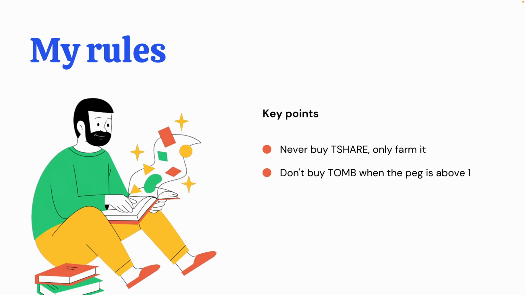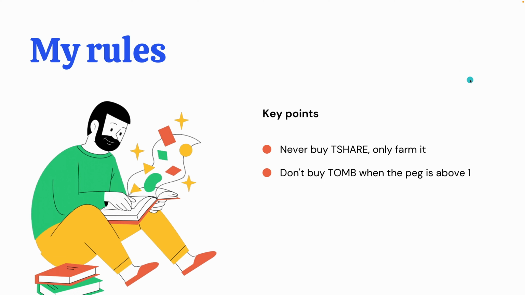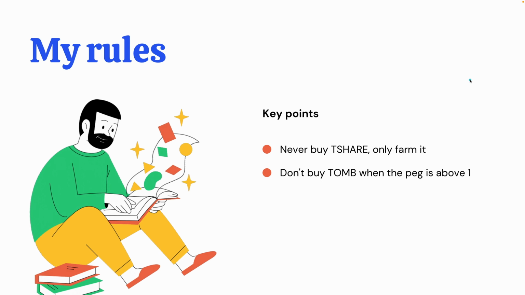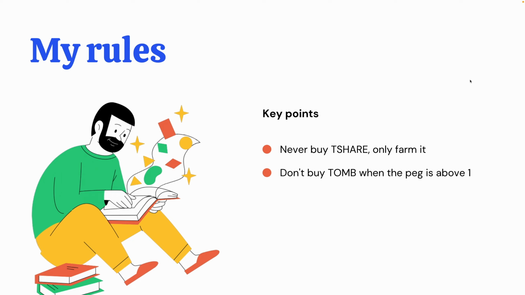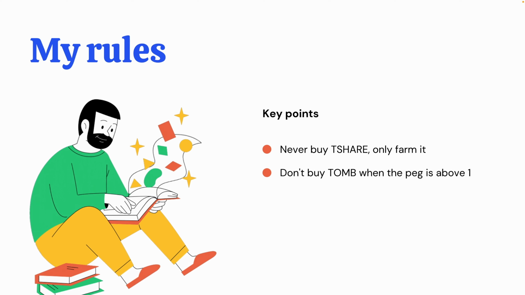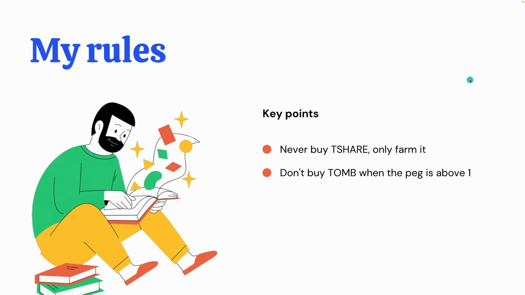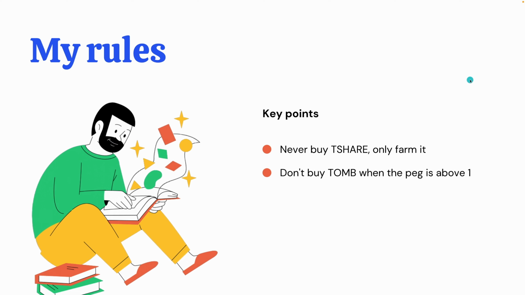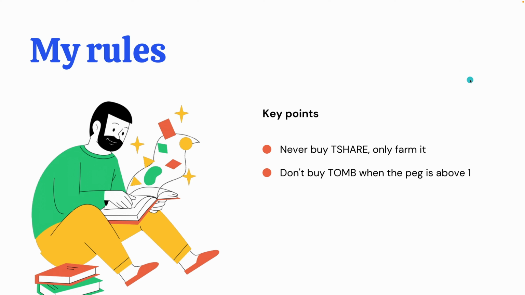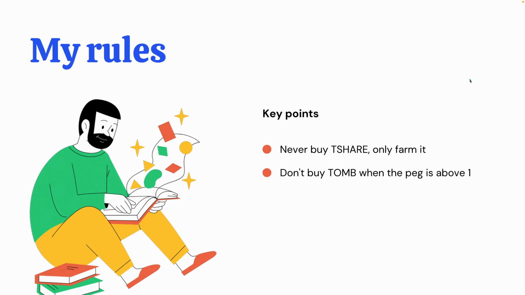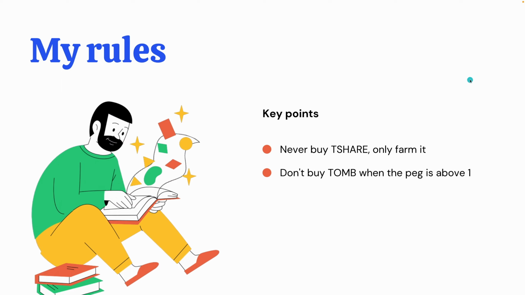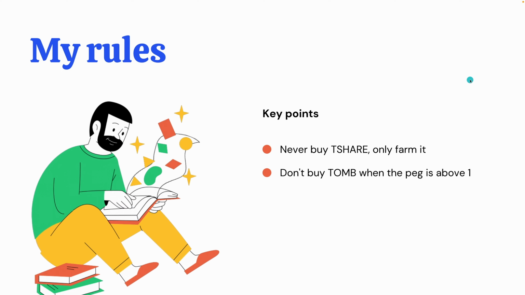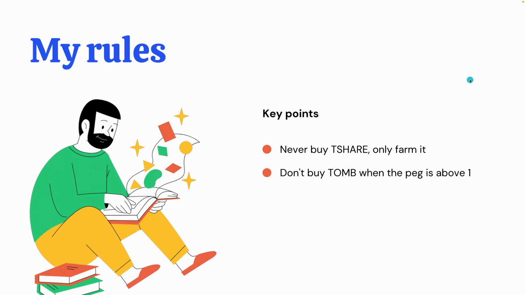Now, something else, of course: I don't buy Tomb when the peg is above 1. So it's not a good business to swap your Phantom into Tomb when you must pay 1.1 Phantom for Tomb, right? So right now, this is actually a dilemma I have. You can buy T-bonds, or you can buy cheaper Tomb if you know that Tomb will reach back the peg and you can sell them with a profit of 5 or 10% or something, right? So this is the other thing I'm doing.